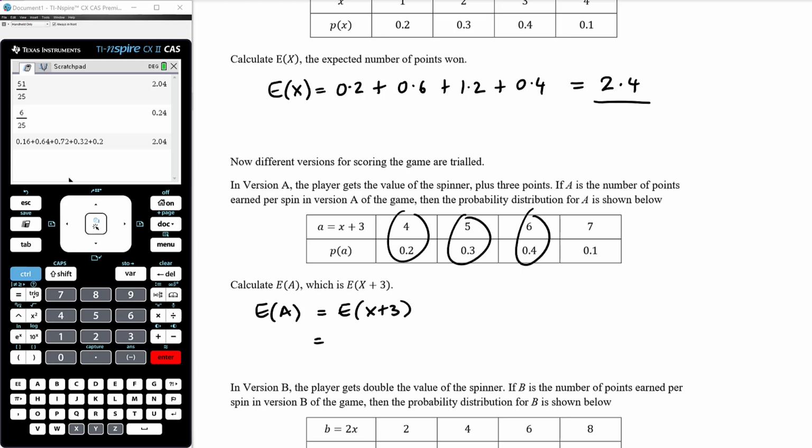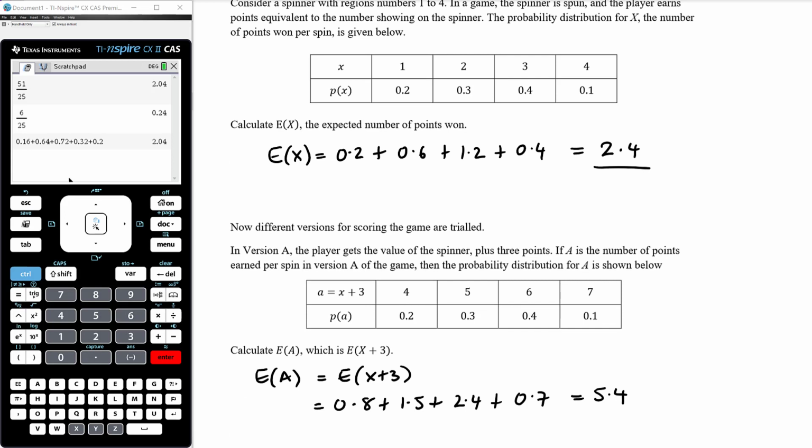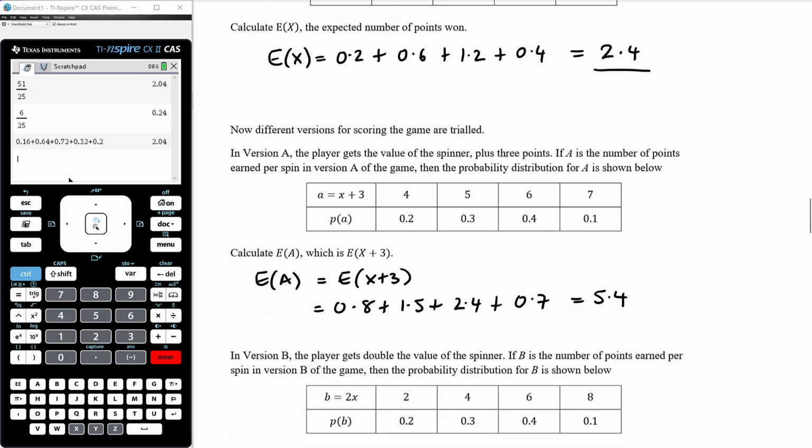And again we're going to do this a bit, so I'm going to do it quickly if I can. 4 times 0.2 is 0.8, 5 times 0.3 is 1.5, 6 times 0.4 is 2.4, 7 times 0.1 is 0.7. 0.8 plus 1.5 is 2.3, 4.7, 5.4. Now, interestingly, if we compare that to our expected value of x, we see that this is 3 more. So actually, the expected value of x plus 3 is just the same as the expected value of x plus 3.